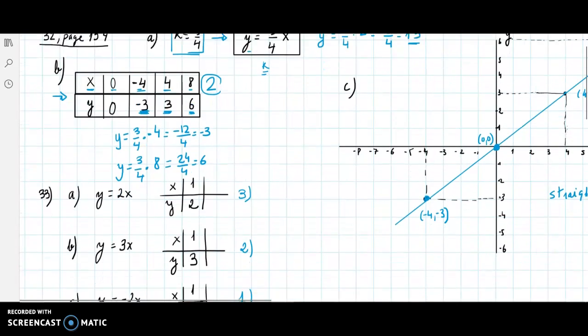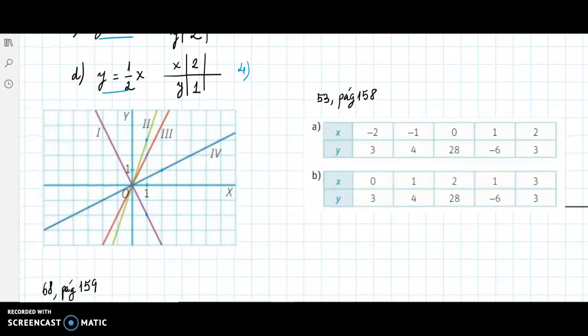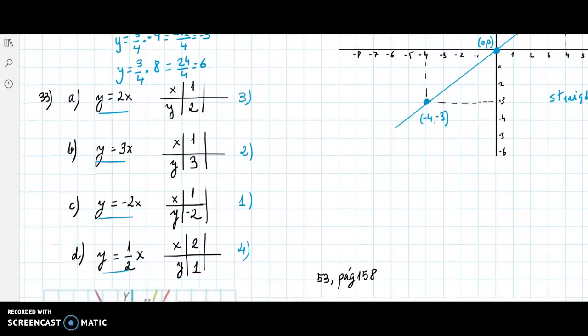Now we continue with exercise 33. In this exercise, you had to link each formula to the correct line. To do this, you have to make a table with a pair of numbers. You give a number for the x, and you get a number for the y.